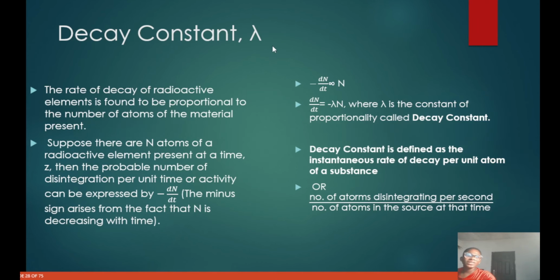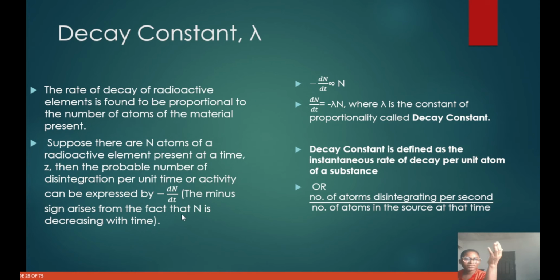Then we have what is called the decay constant. The rate of decay, when you say rate, it's talking about time. The rate of decay of radioactive elements is found to be proportional to the number of atoms of the material present. So supposing there are N atoms of a radioactive element present at a time t, then the probable number of disintegrations per unit time, or activity, can be expressed by change in N divided by change in t.